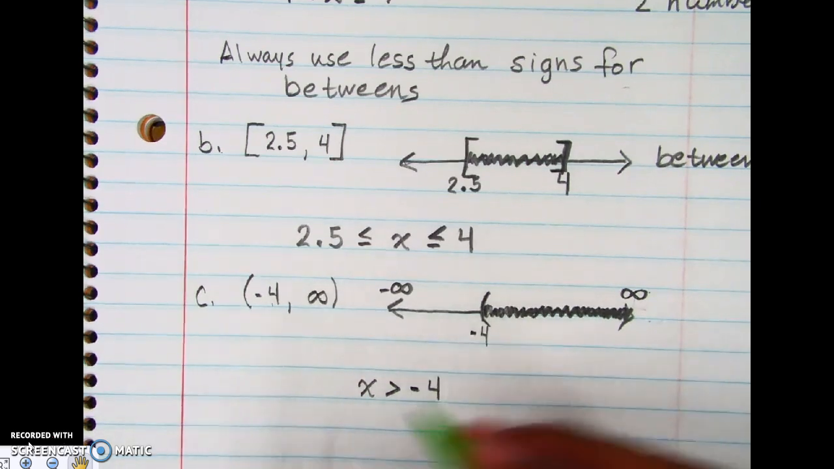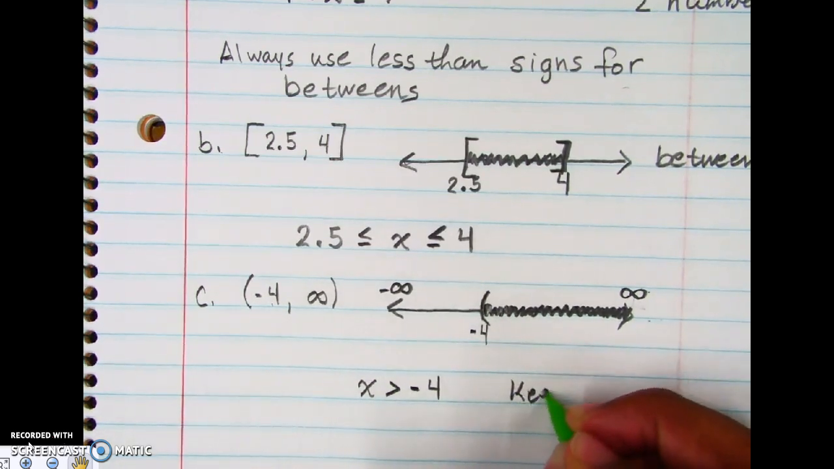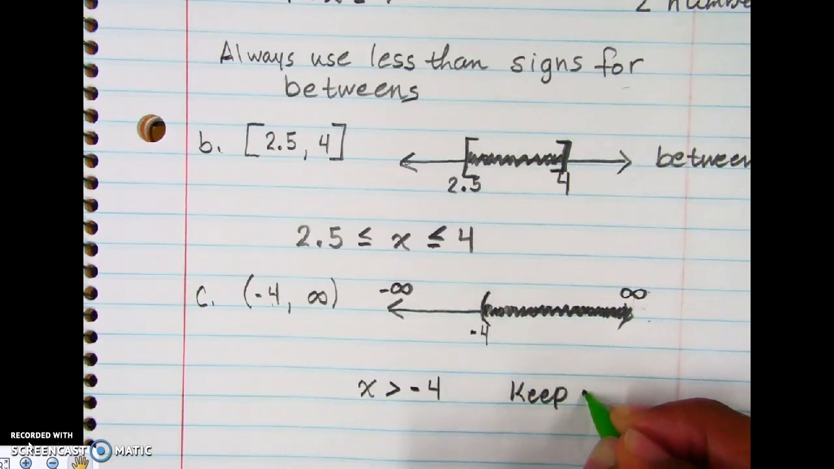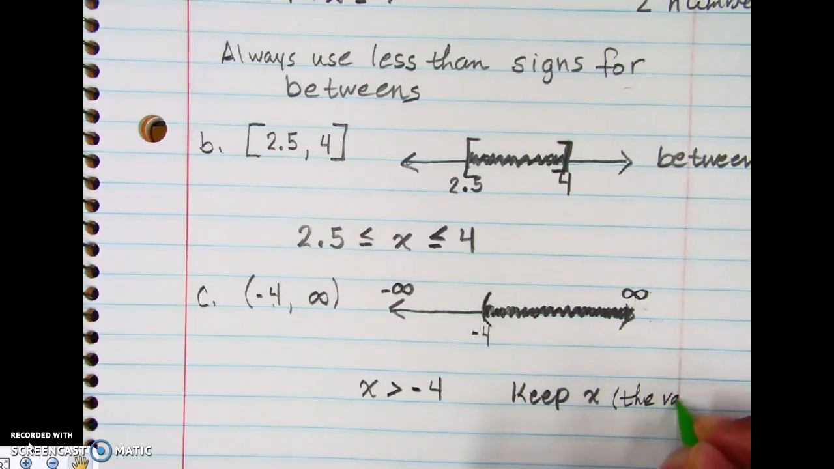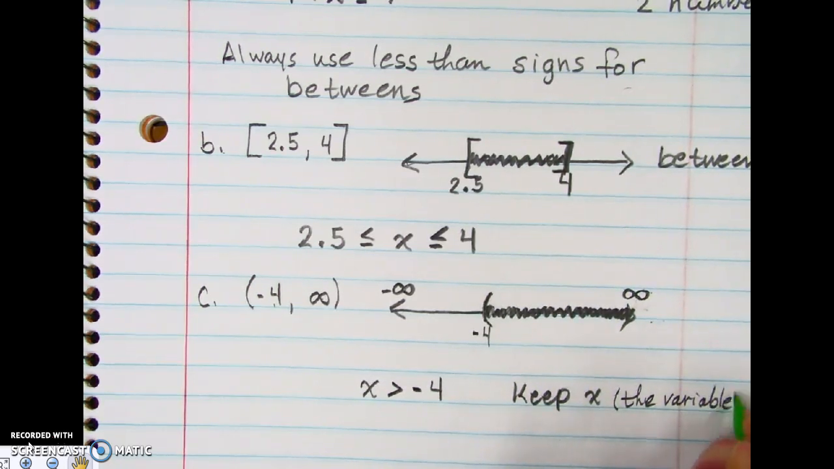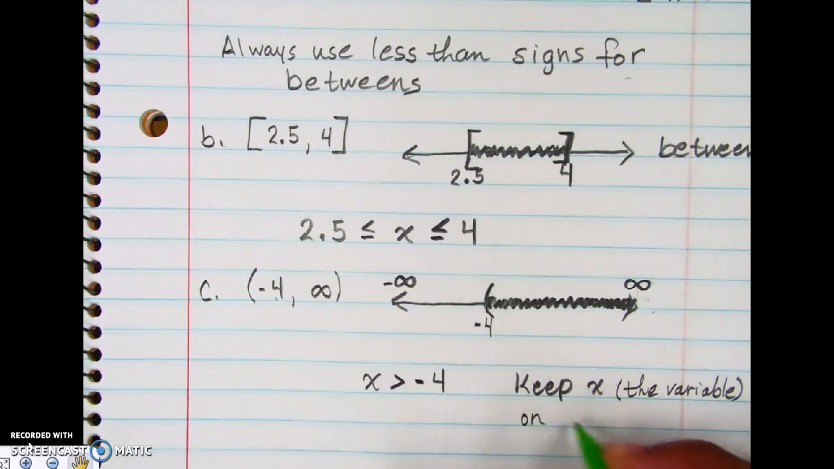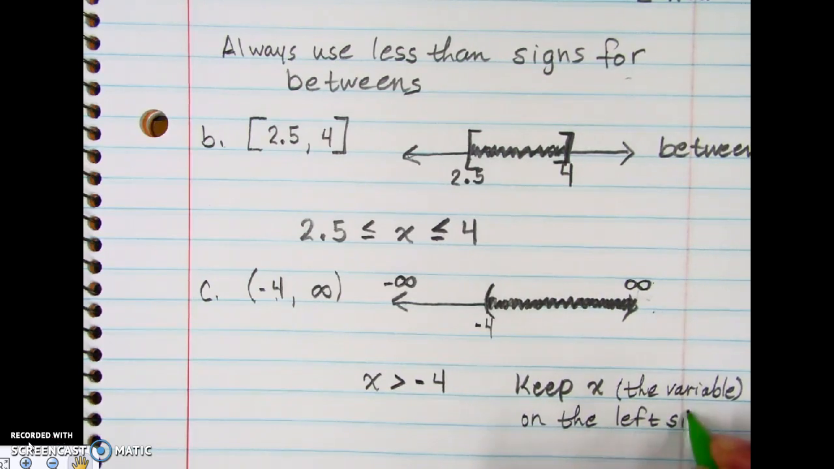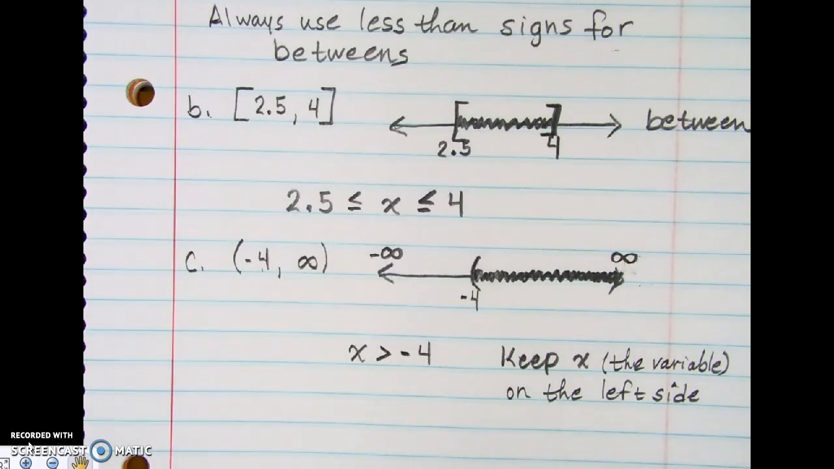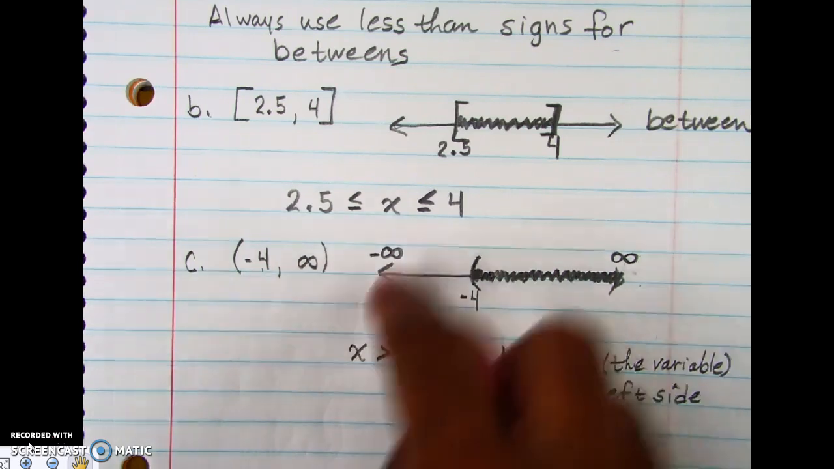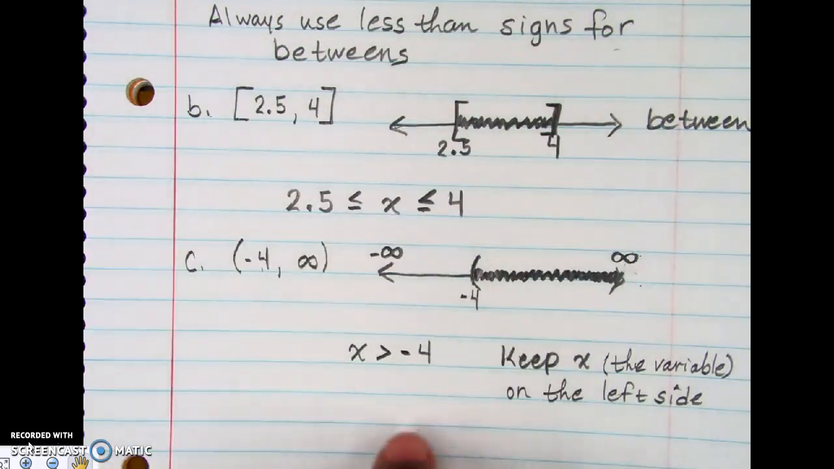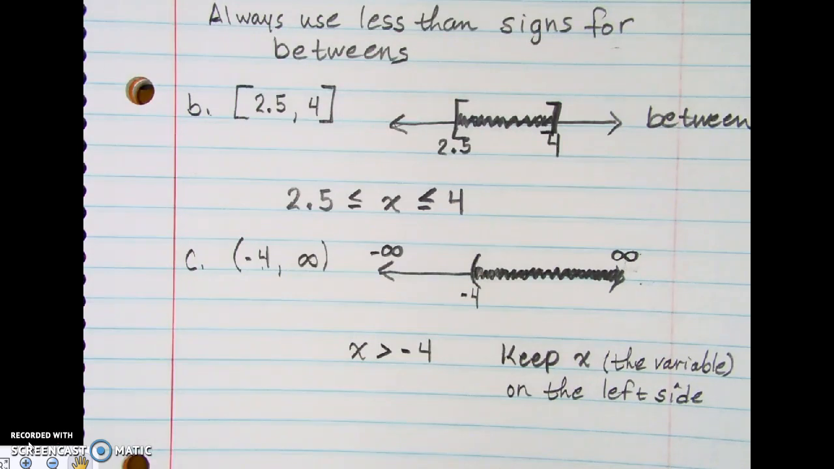And again, for these, keep x, or the variable, on the left side. Left side, strong side. Left side, strong side. So keep the x on the left when it comes to these. The other ones, the x is going to be in the middle because it's between, but keep the x on the left. All right, so here's your practice.